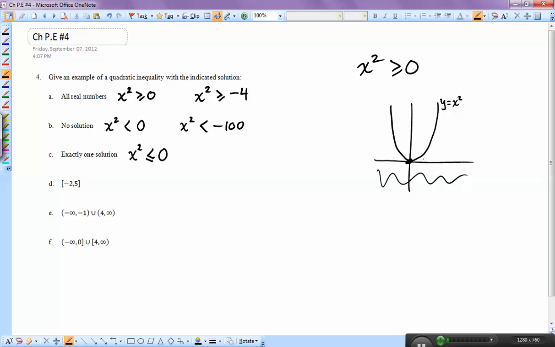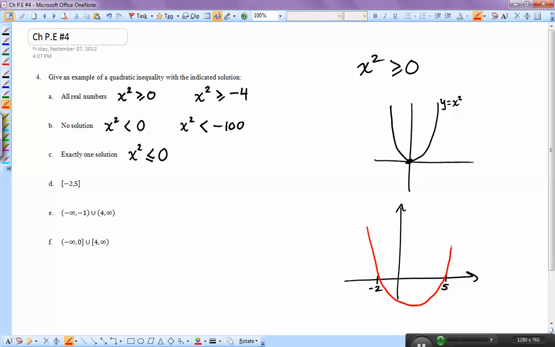D, E, and F are all related in that they use the same kind of idea. So for D, I'm going to draw a simple quadratic that goes through -2 and 5. Let me put this in a different color. Let's say it looks something like that.